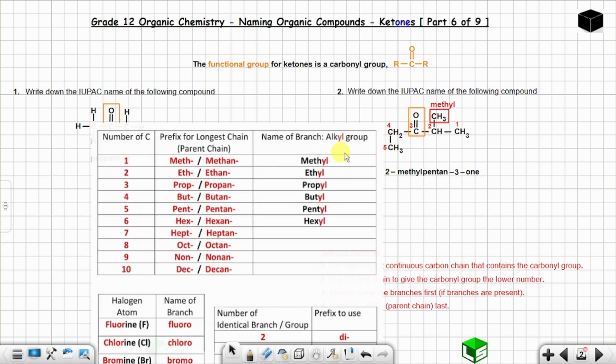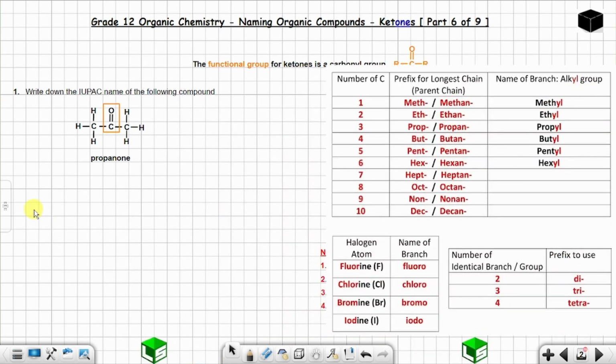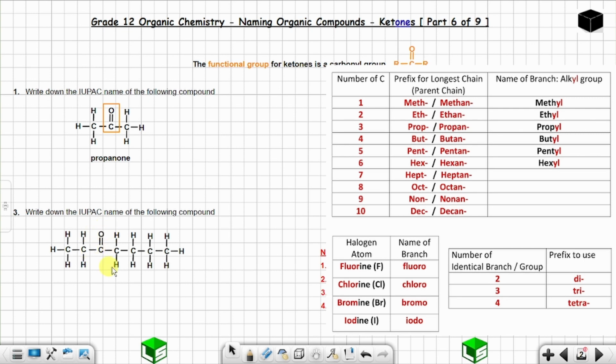Okay, now question 3. Write down the IUPAC name of the following compound. Okay, this is the compound. Again, this is a ketone. You can see this is your carbonyl group, right? This is your carbonyl group.